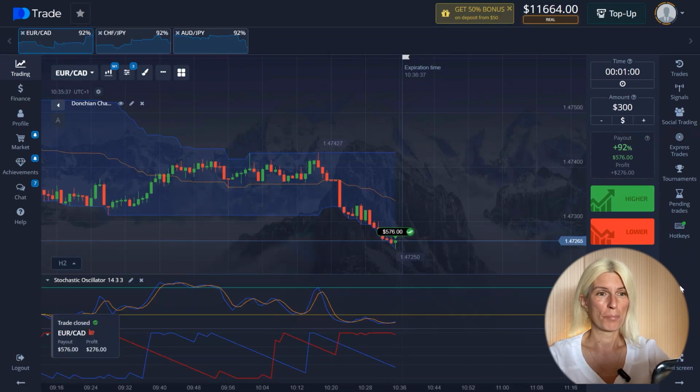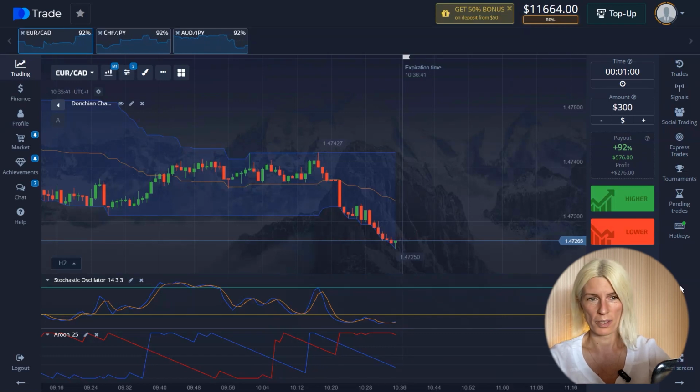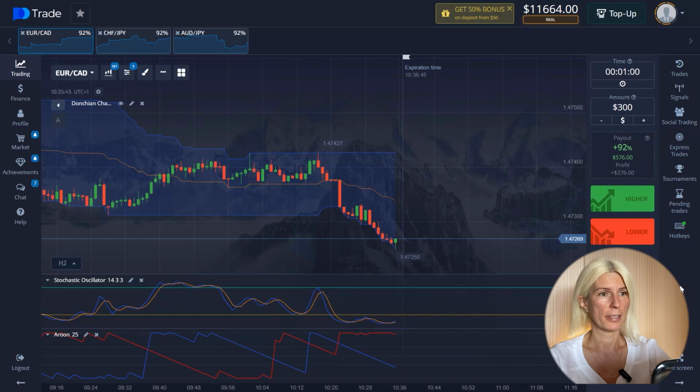And another trade brought a profit of $276, but it wasn't as clear as the previous ones. Let's watch the price and at the same time continue the conversation.